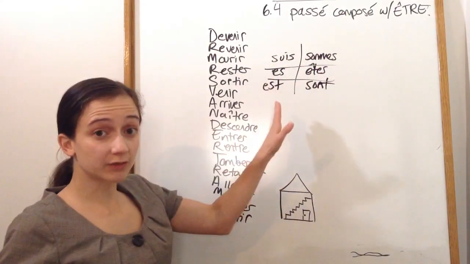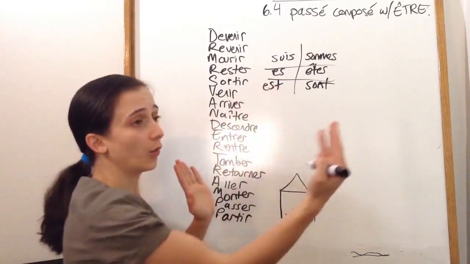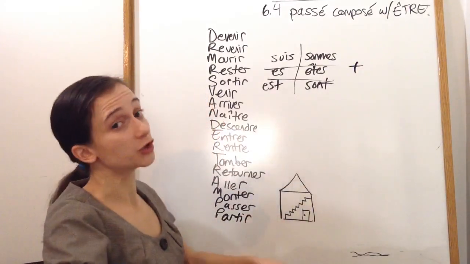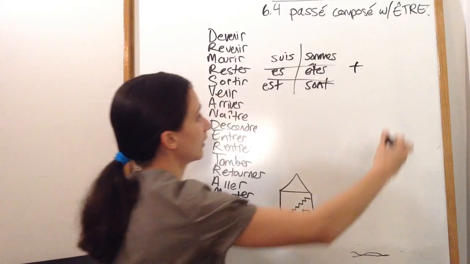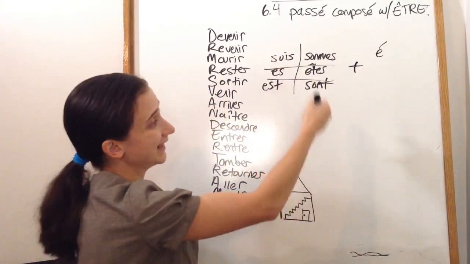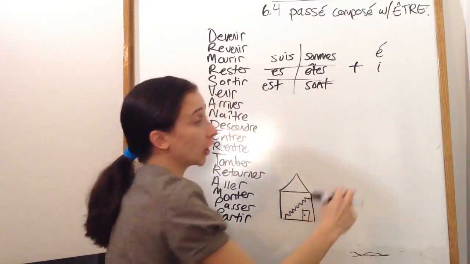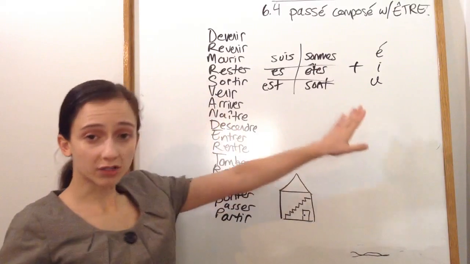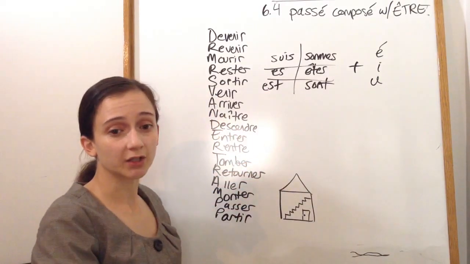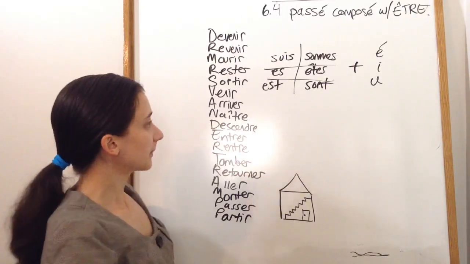This is our auxiliary verb, the first verb, which is conjugated in the present tense, and then we have to add our past participle. For the past participle, the rules work just the same way as they did with avoir. Our ER verbs change: take off the ER, add the é with an accent aigu. Take off the IR, add an I. Take off the RE, add a U. Most of the verbs follow that, except for some of the ones with irregular past participles, so make sure you memorize those separately.